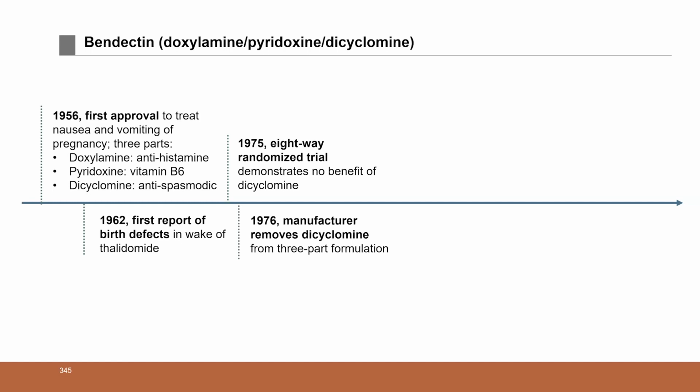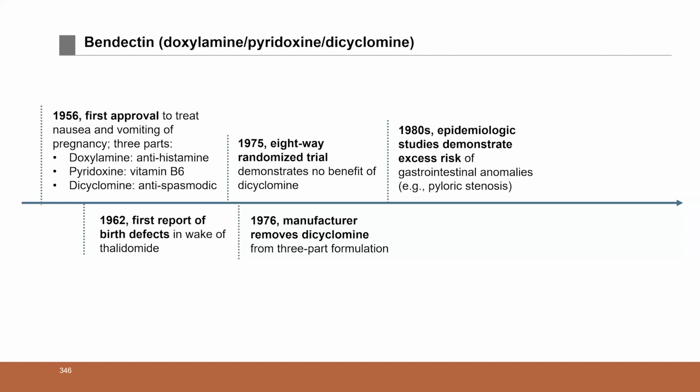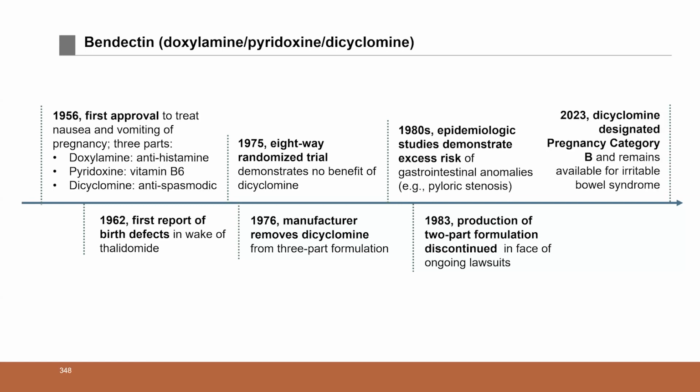Therefore, in 1976, the manufacturer removed dicyclamine from the 3-part formulation. Several epidemiologic studies investigating the earlier reports of birth defects, later conducted in the 1980s, demonstrated excess risk of gastrointestinal birth defects in infants exposed to Bendectin in utero, including pyloric stenosis and esophageal atresia. Production of the 2-part formulation of Bendectin was subsequently discontinued in 1983 in the face of ongoing lawsuits.